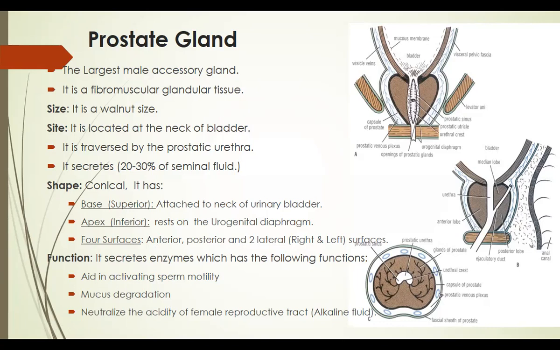Then the third is to neutralize the acidity of the female reproductive tract, which is alkaline. So it helps in neutralizing the female reproductive tract. Without the prostatic secretion, as soon as the sperms go into that medium, they will be killed by the fluid secreted from the vagina. So this secretion from the prostate helps in the neutralization of the female reproductive tract, so that the sperms can be alive.